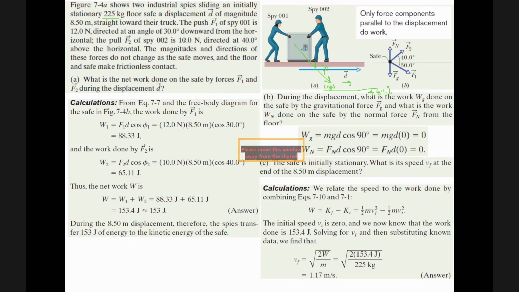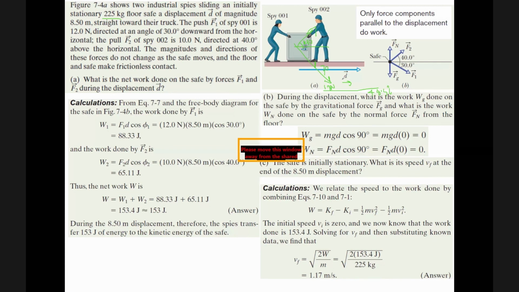The second spy is moving it with a force, but that force makes an angle like this. He's pulling up, as if he's pulling up. So what angle is he making? 40 with the floor, with the displacement. Of course, these angles with the displacement are very important. The girl makes 30 degrees with the displacement. The boy, spy number 2, makes 40 degrees with the displacement.